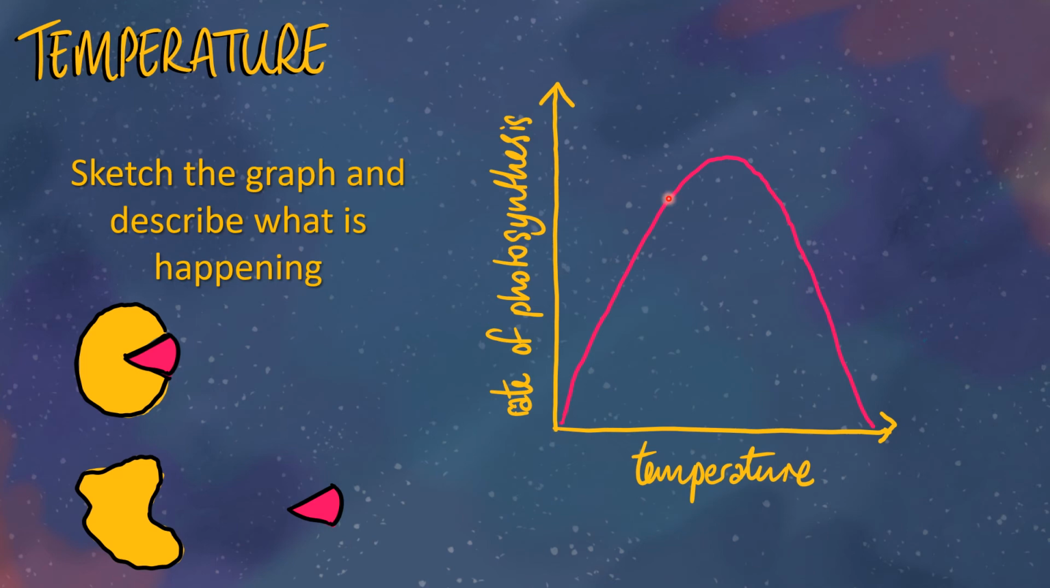So this bit here, the bit as we're going up, that is because the hotter something is, the more energy it has. So substrates and the enzymes have more energy, they're more likely to come together faster. So as the temperature increases, the rate of photosynthesis does increase, the enzymes work better, but it is only to a point. If they get too hot, they will denature and it won't be able to do its job anymore. So I want you to sketch the graph and I want you to explain what is happening, please.